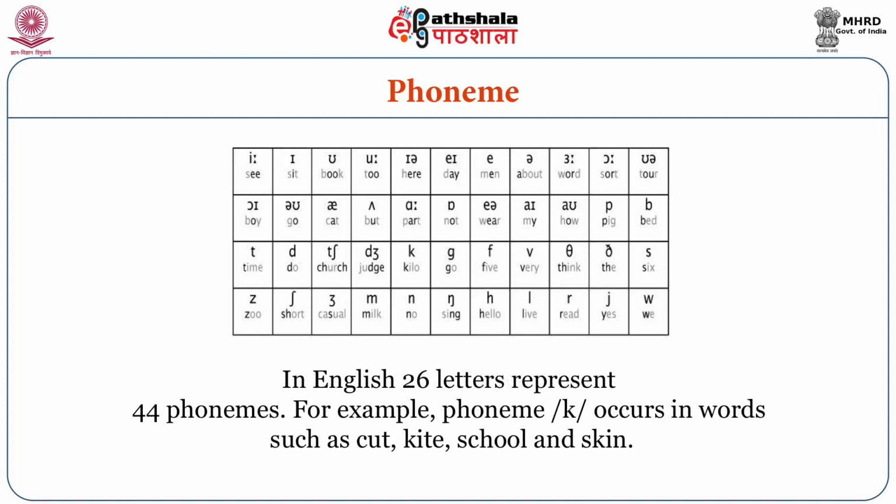In English, we have 26 letters and they represent 44 phonemes, that is, there are 44 sounds. For example, the phoneme k occurs in words such as cut, kite, school and skin.